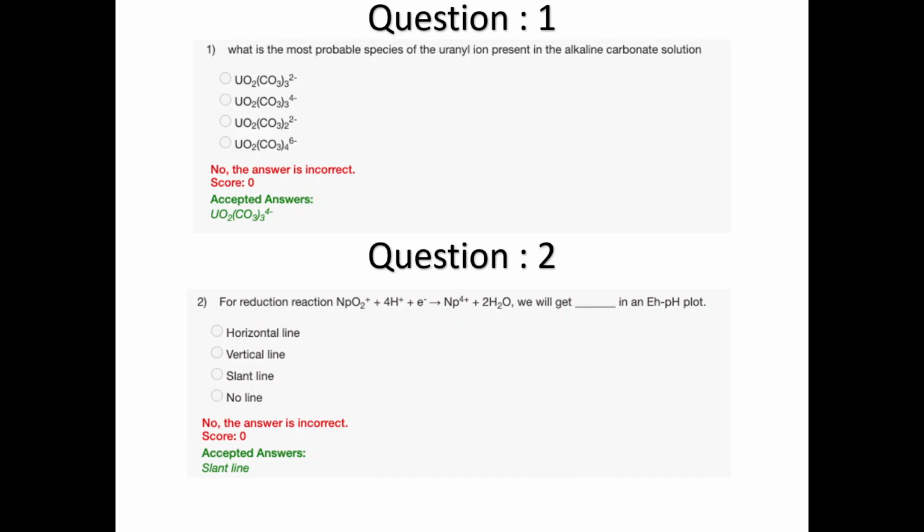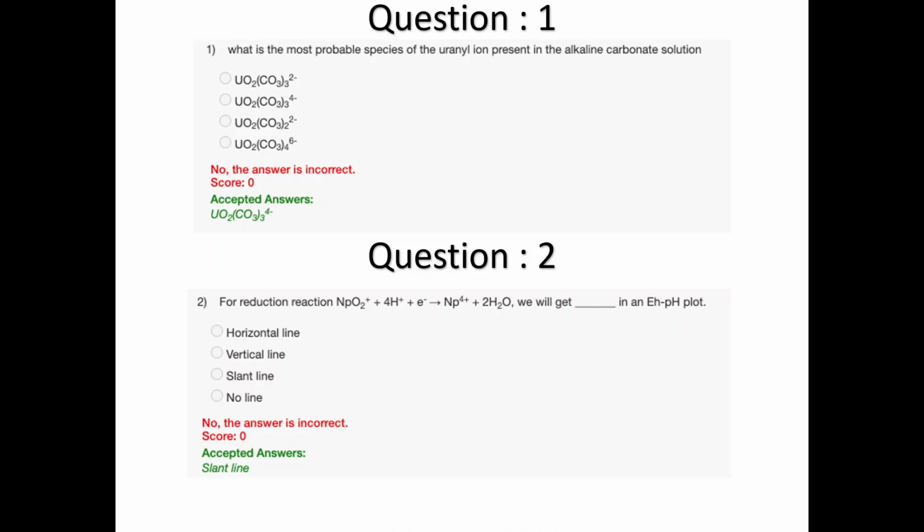The first question is asking which is the most probable species of the uranyl ion present in the alkaline carbonate solution. Option A is UO2 2 minus, option B is UO2 4 minus, option C is UO2(CO3) 2 minus, or option D is UO2(CO3)3 4 minus.